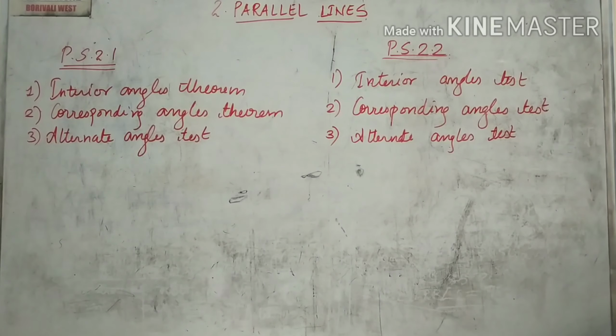Now what are we going to study in practice set 2.2? It is somewhat similar, but the properties are opposite. We had the two lines parallel and the angles were showing these properties, but in this practice set we will find out whether the two lines are parallel or not. Whether two lines are parallel to each other or not can be found out using these three tests. If these tests are satisfied, then we say that the lines are parallel.